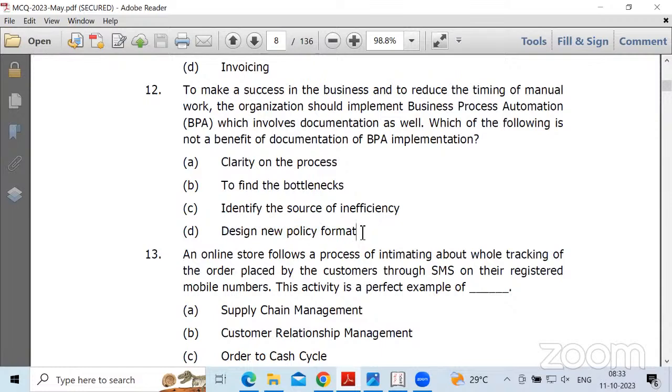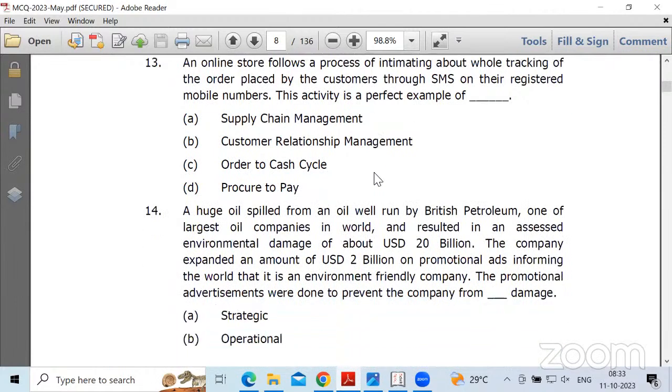So clarity on the process is needed for BPA implementation. Now they are asking about the benefit, so which is not a benefit. So clarity on the process, to find the bottlenecks, to identify the source of inefficiency, to design a new policy format. Which one is not a benefit? So clarity on the process is needed, but that is not a benefit out of BPA. That is not a benefit out of BPA. So A is the answer.